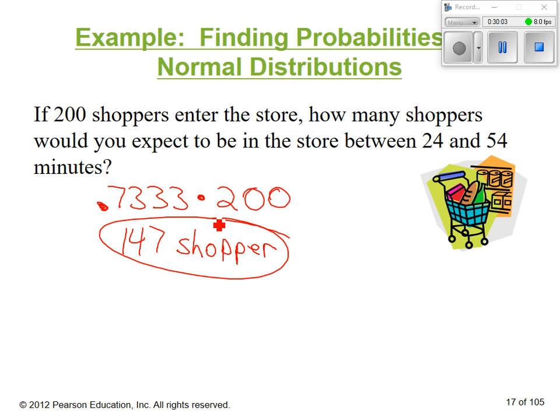So about 147 of the shoppers we can expect should stay in the store between 24 and 54 minutes. Could we go through and see, you know, is it unusual for somebody to stay in the store 10 minutes? What might be happening if somebody's staying in the store for only 10 minutes? Why might we want to look at that?